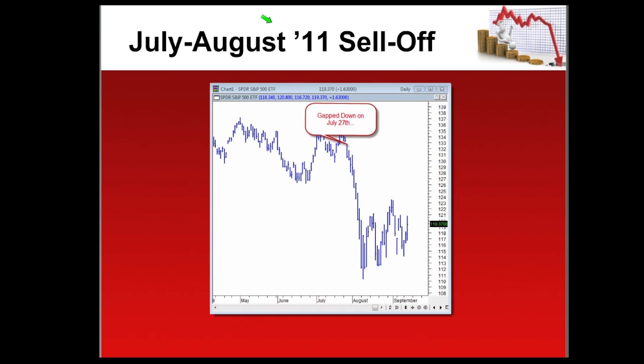Now, if I get the next slide. Okay, so we gapped down on July 27th. That's where the gap came in. And that kind of triggered off this crescendo to the downside. All right, and there's our bottom on August 9th. That was a very fast sell-off. So the question is, how did the RMO deal with this?